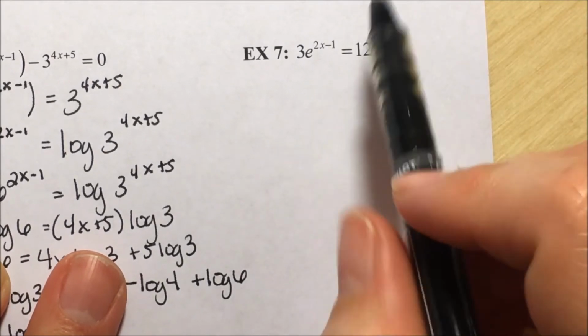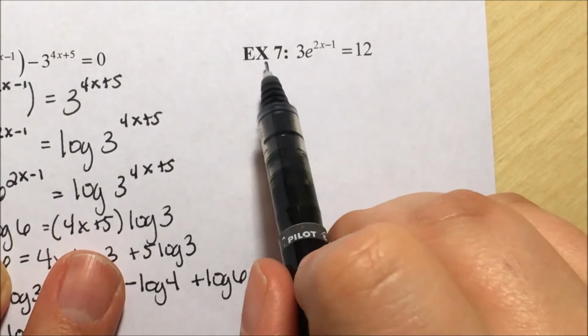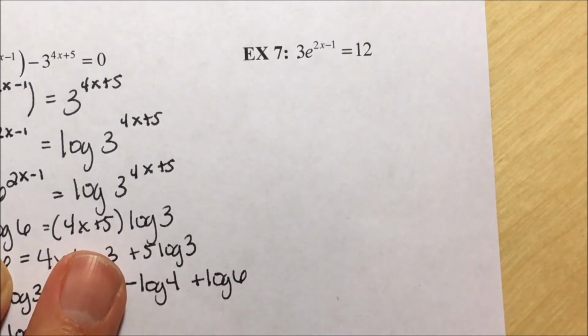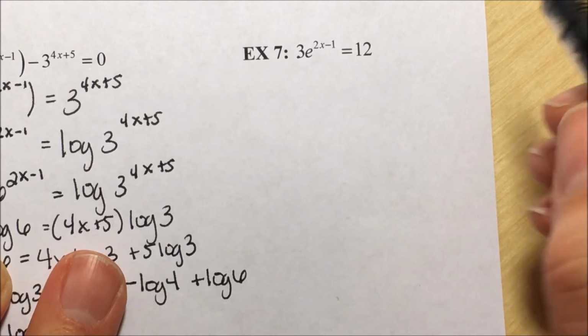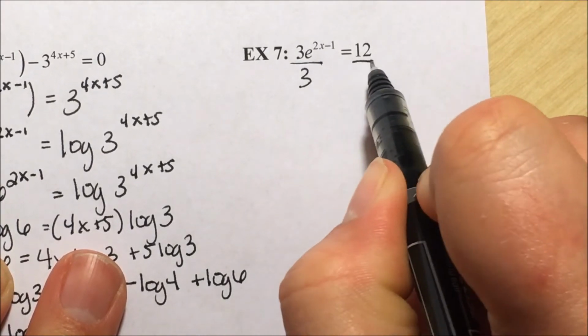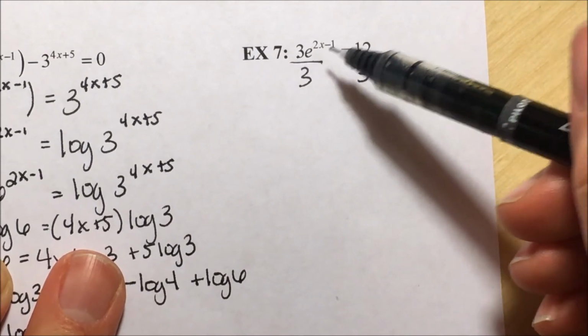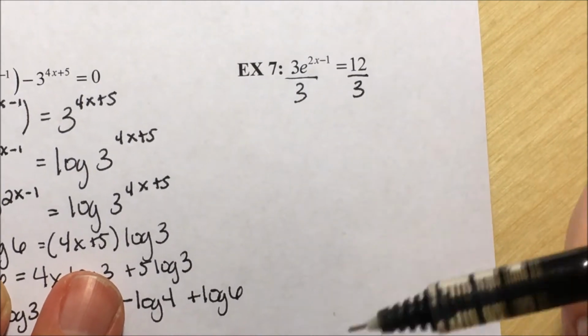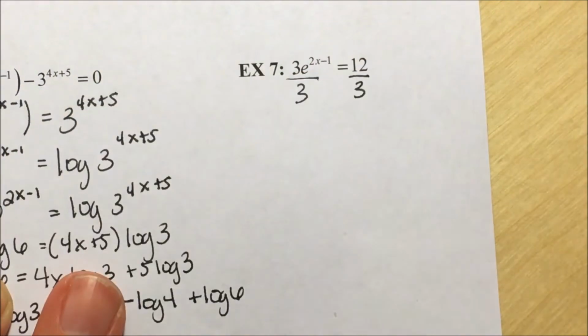So first I'm going to get rid of that 3 out front, divide it away from both sides. That was something we talked about in example 5. And it works in this case because I only have an exponential on one side. So kind of like what I was talking about on example 6.